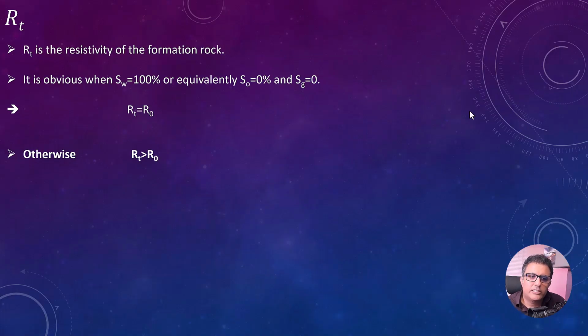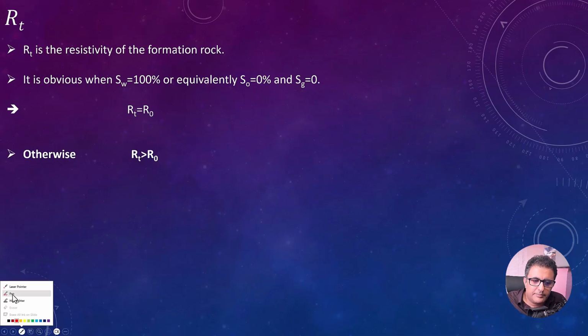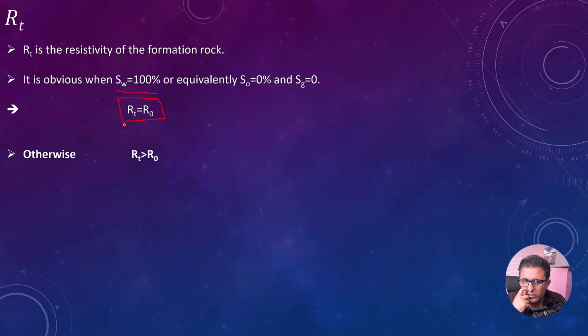Now let me talk about another important resistivity, RT. RT is the resistivity of the formation rock. If, for example, we deal with a formation that is 100% saturated by water, RT is the same as R0. Otherwise, for example, if the formation has some oil and gas saturation, RT should be greater than R0.